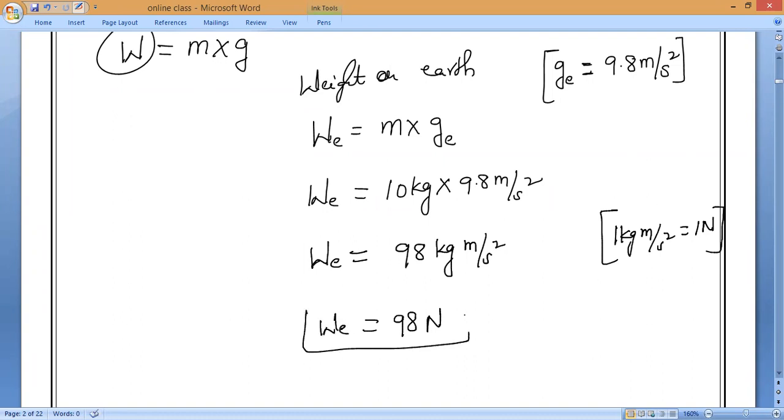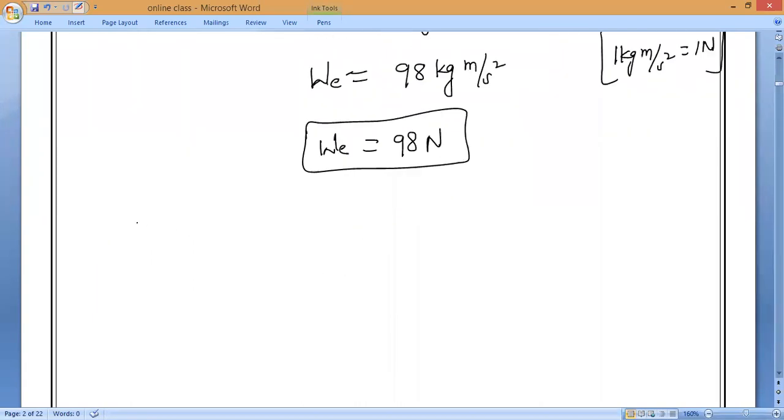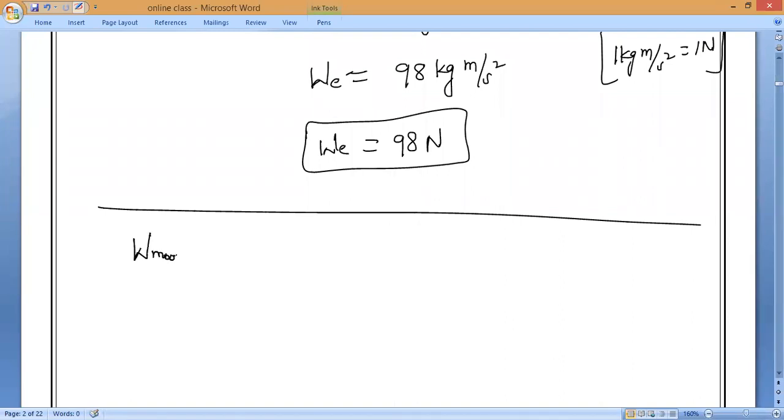Okay, that is the weight on earth. Now read the question, what are they asking? Weight on moon. We can solve weight on moon in two ways. One is weight on moon is equal to mass into acceleration due to gravity of moon.